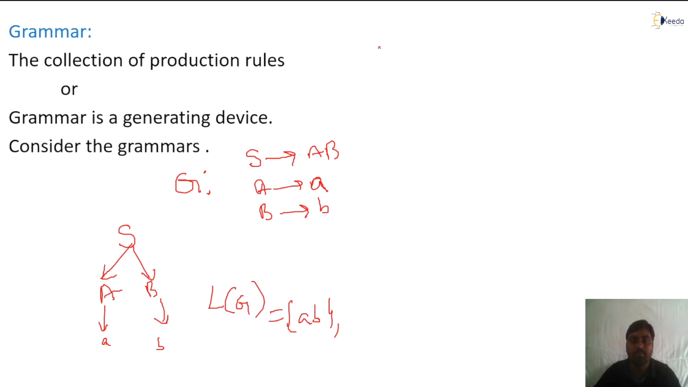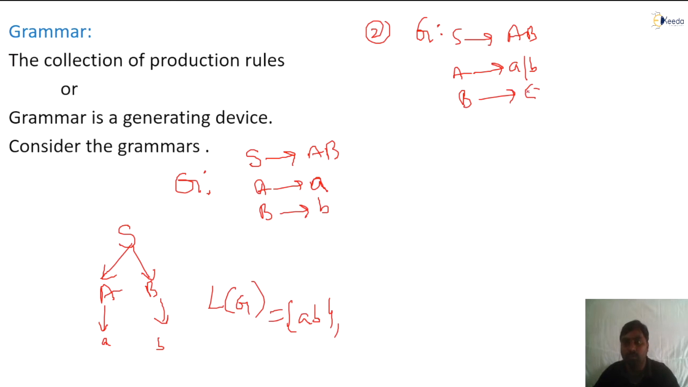Let's take another example to understand. Let's take a second grammar G. S derives AB. Assume that A derives a or b. Suppose B derives c, small c only. Now what language is this grammar generating? Simply, first you have to take the derivation tree starting with S. S derives what? AB. A can derive either a or b. This is or. Either a or b it is deriving.